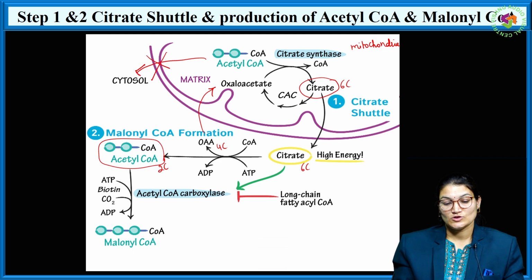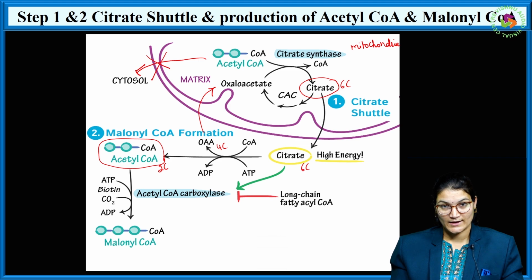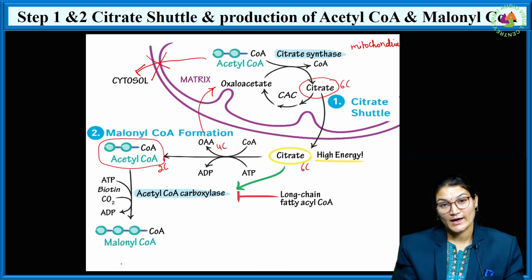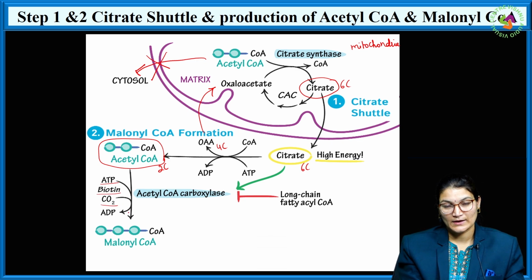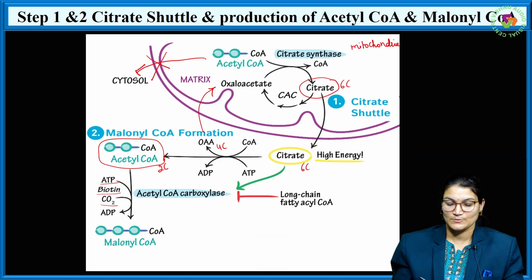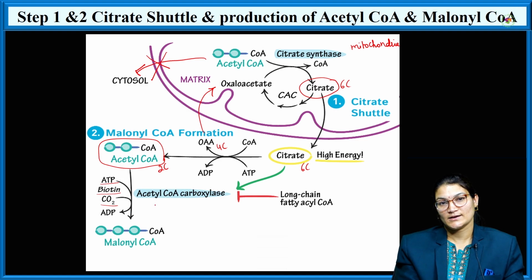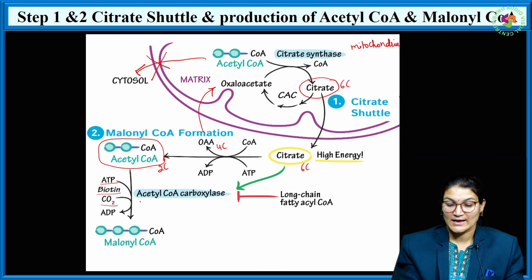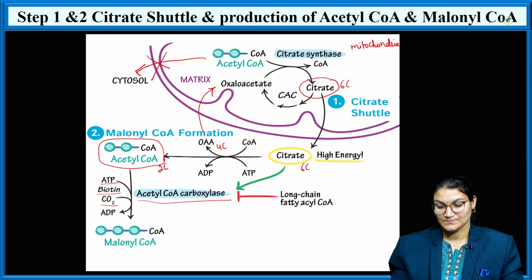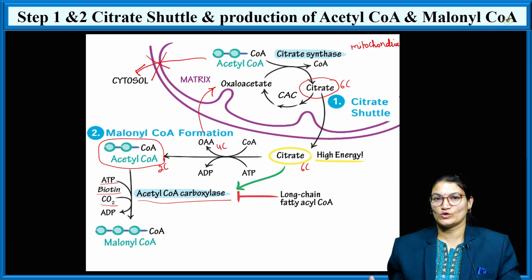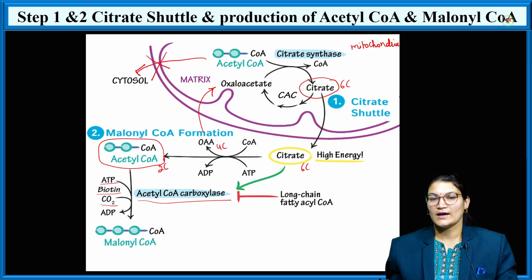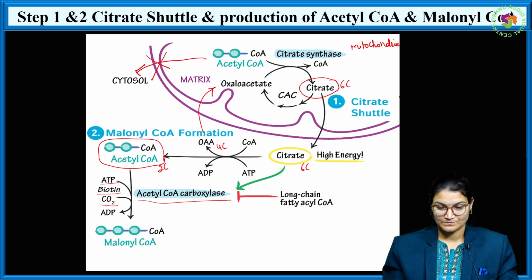In the second step, acetyl coenzyme A gets converted into 3-carbon malonyl coenzyme A in the presence of ATP, biotin, as well as carbon dioxide. ATP is converted into ADP by utilizing one of the phosphates in this process. This whole process occurs in the presence of the enzyme acetyl coenzyme A carboxylase. This fatty acid synthesis happens only up to medium chain fatty acids, up to 14 and 16 carbon chain. More than that happens outside the cell.